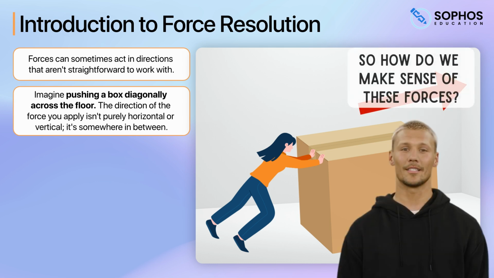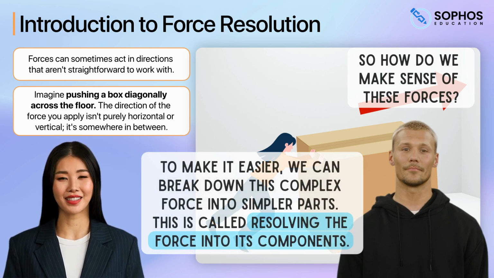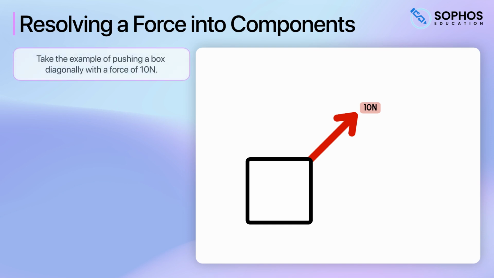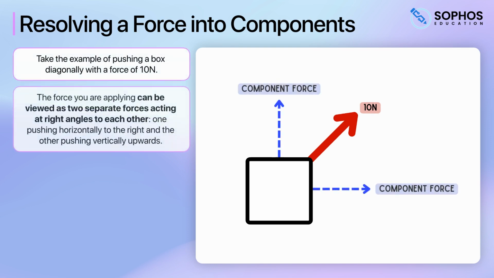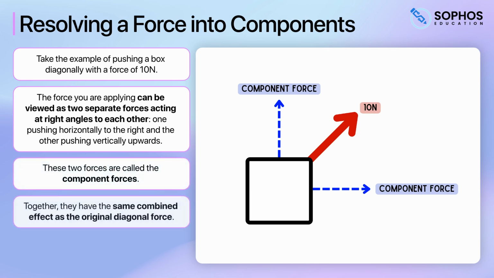So, how do we make sense of these forces? Well, to make it easier, we can break down this complex force into simpler parts. This breaking down process is called resolving the force into its components. To understand how this works, let's go back to our example of pushing a box diagonally with a force of 10 newtons. The force you apply can be viewed as two separate forces acting at right angles to each other, one pushing horizontally to the right and the other pushing vertically upwards. These two forces are called the component forces. Together, they have the same combined effect as the original diagonal force.